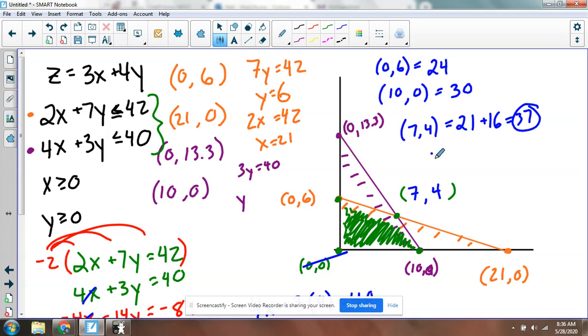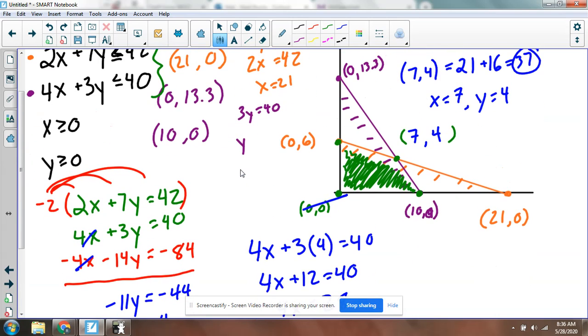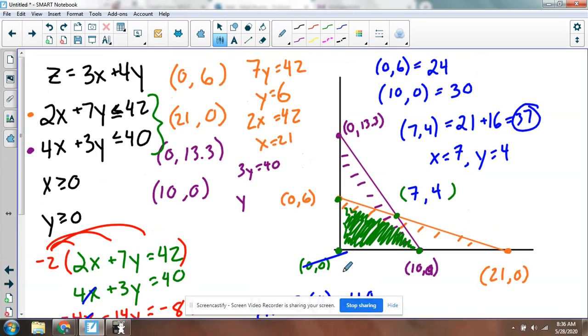So the max occurs when x equals 7 and y equals 4. I know it's a lot. It is an awful lot. But a lot of the questions, they already give you the region. You just have to plug in the vertices. But this is doing everything in one problem.